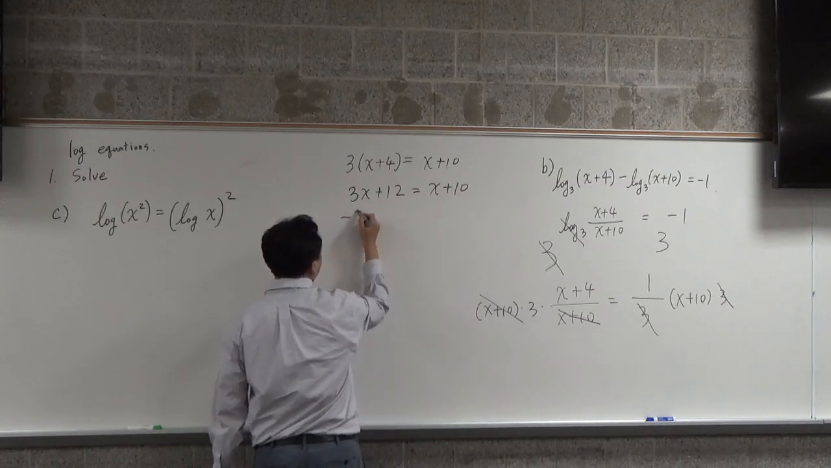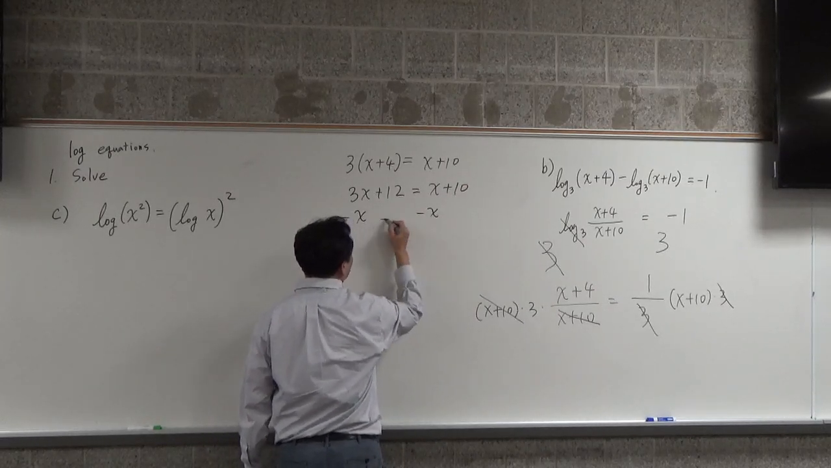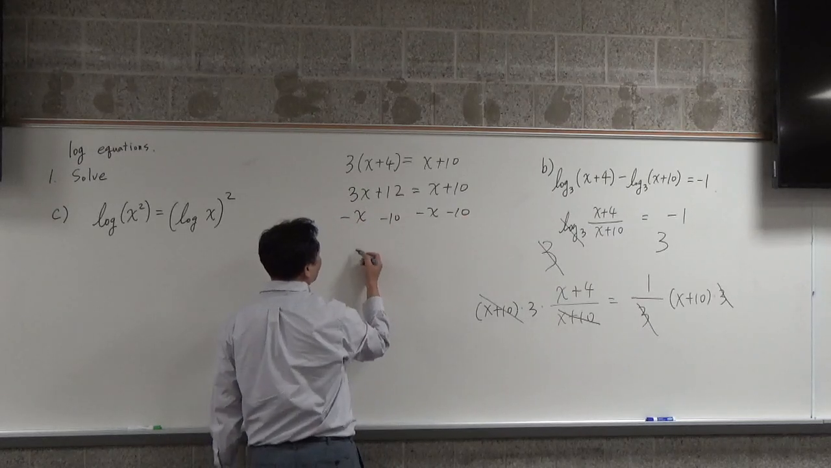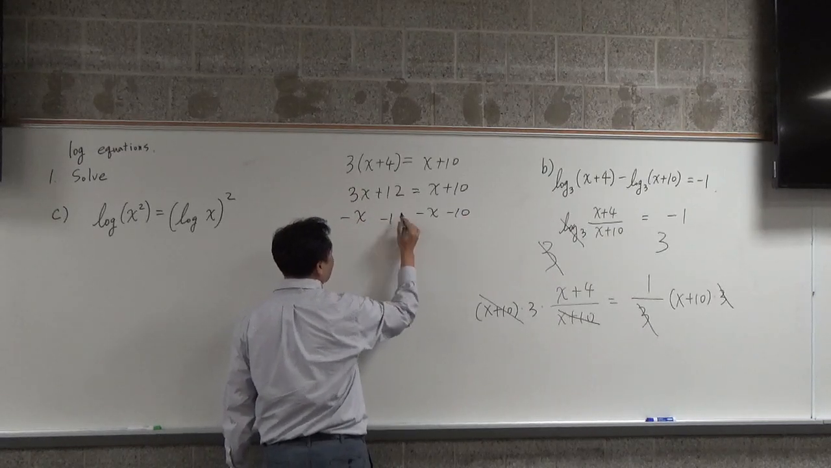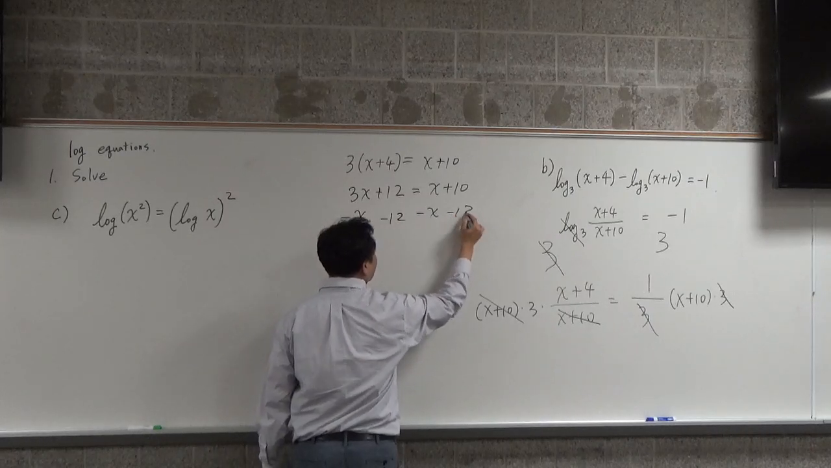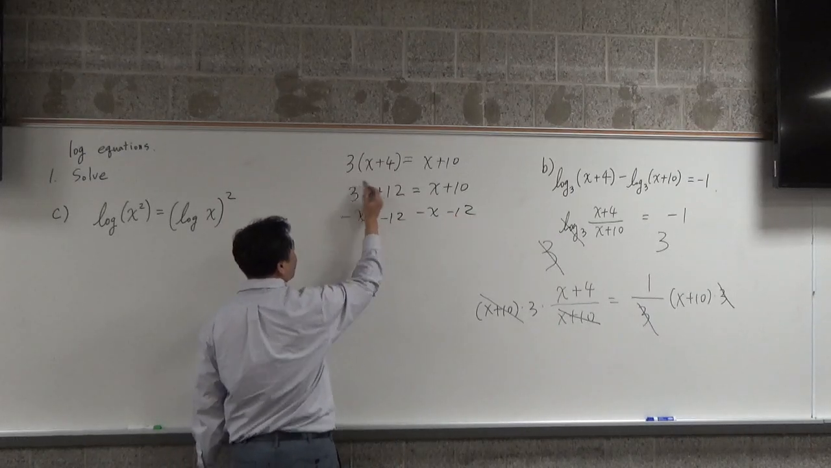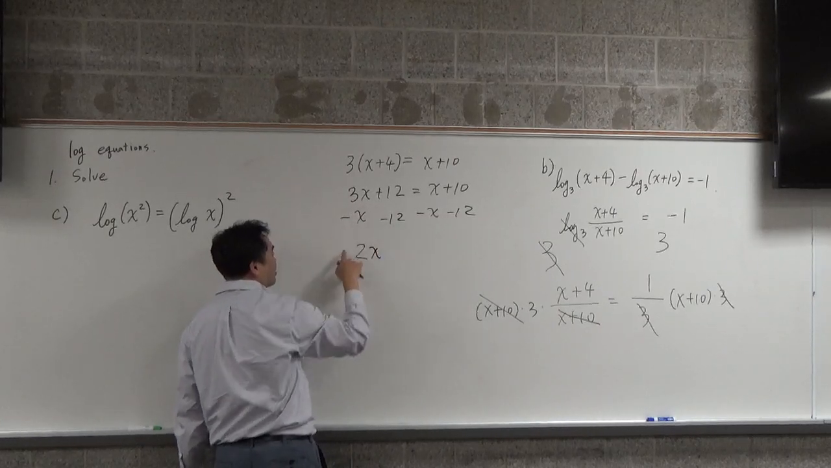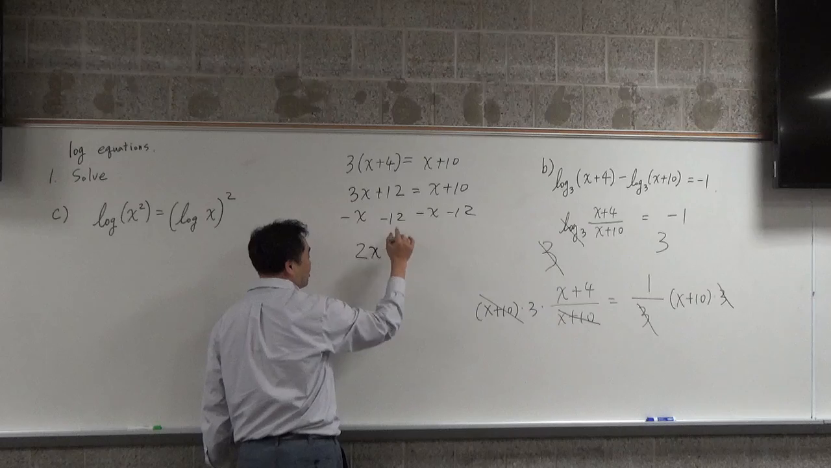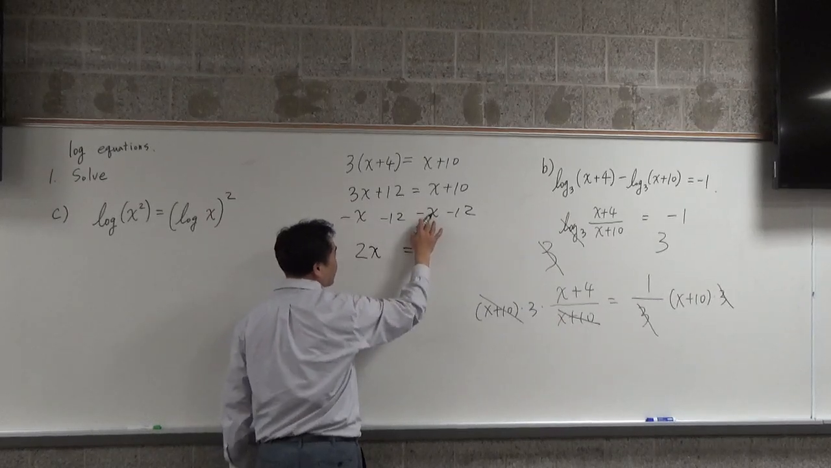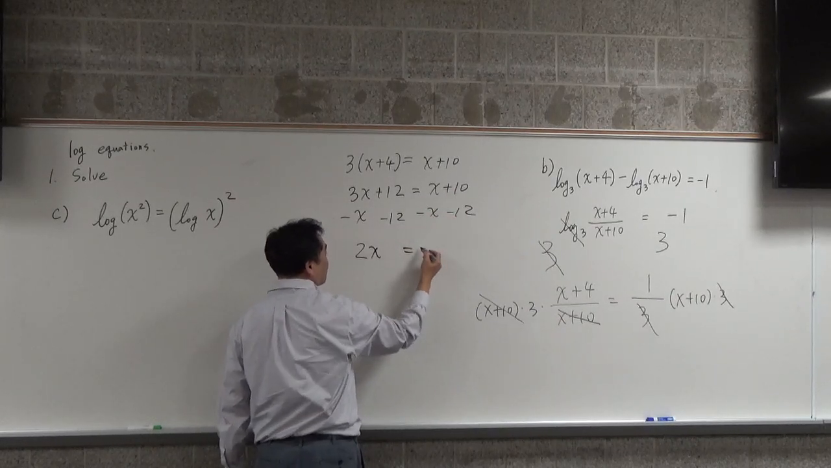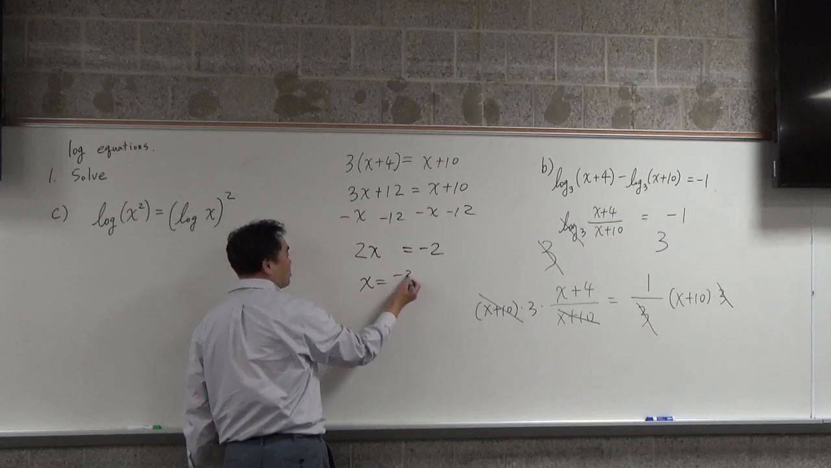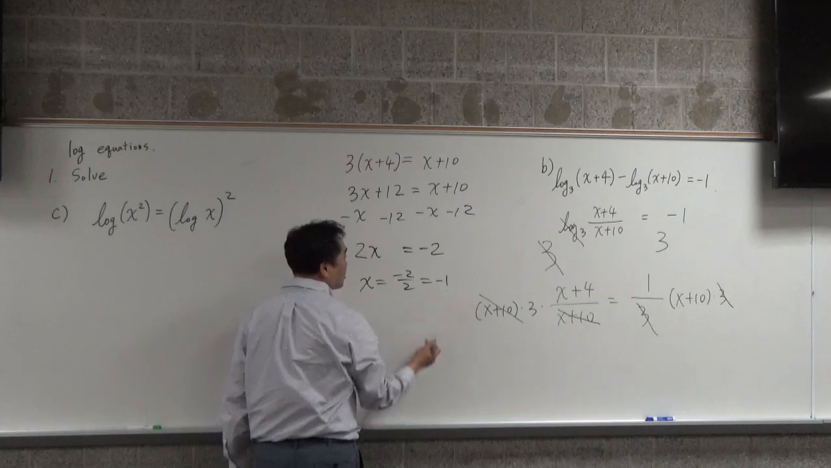Let's subtract x from both sides. And actually, let's subtract 12 from both sides. If you do that, 3x minus x is 2x, and 12 minus 12 is 0. x minus x is 0. 10 minus 12 is negative 2. And now you divide both sides by 2. You get negative 1.